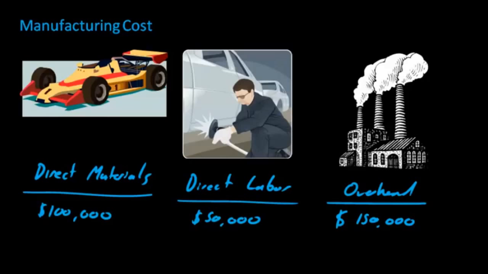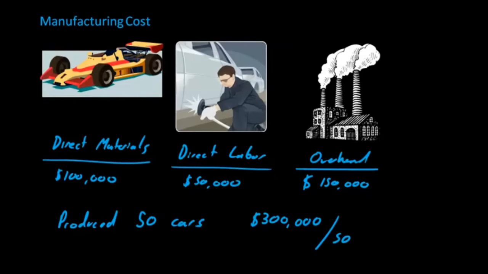Let's say our overhead for producing these cars is 150,000. So in this example, figuring out cost per unit, or how much it's costing us to produce one car, is pretty simple. Let's say that during that period we produced 50 cars, and we're assuming that all of these cars are identical, so we produce 50 of the same kind of car.